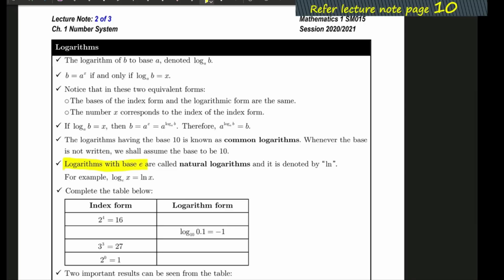Log with base e is called natural logarithm and it is denoted by ln. This is very important because you are going to see this often on the calculator. If we want to find using a calculator, we use either log with base 10, known as common log, or natural logarithm, which is log with base e. For base 10, you will see it on your calculator denoted as lg, but for base e, it is denoted by ln.